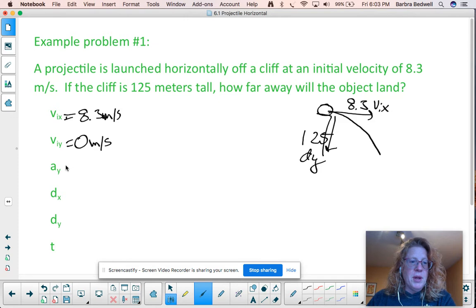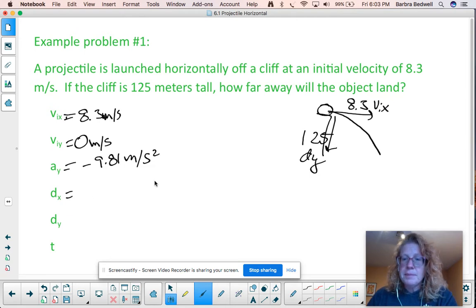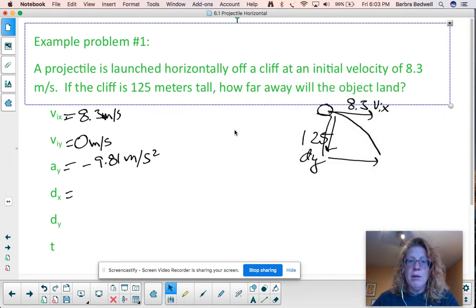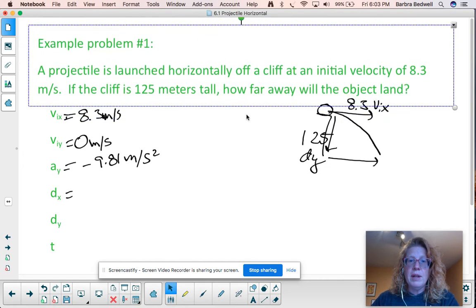All right, so what else do we know? Acceleration, which is going to be in the y component because it's vertical, negative 9.81 meters per second squared. And again, that's going downwards only, so that's why we have the y component on here. d_x. d_x is the distance this way. How far is it going to fall? What's the range? And that's literally what we're trying to find. How far away will it actually fall?